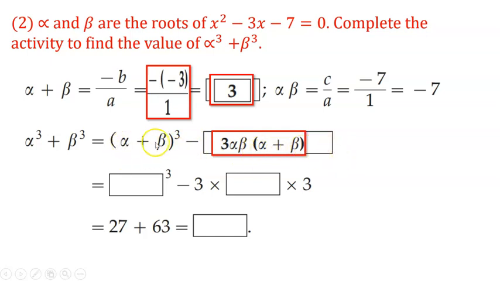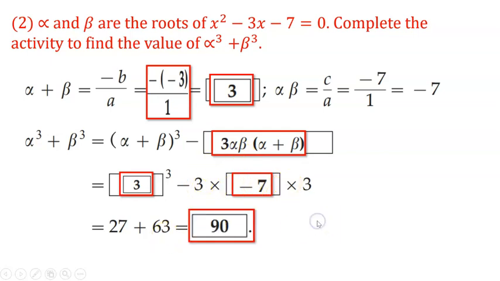Now substitute the value of alpha plus beta. What is alpha plus beta? It is 3. Here 3 cube minus 3 alpha into beta, -7, alpha plus beta is 3. Simplification: 3 cube comes to 27. This minus and minus that will become plus. This 9 into 7 you will get here 63. If we add it then you will get here alpha cube plus beta cube is equal to 90. Okay. And in this way this activity is completed.